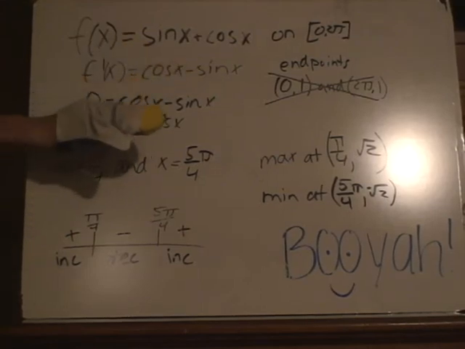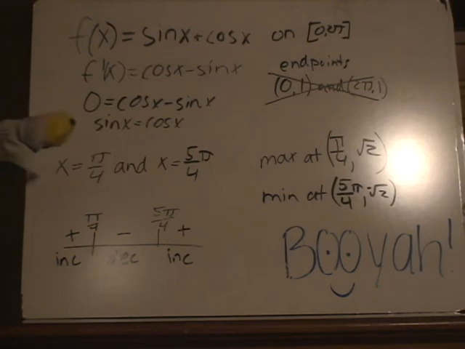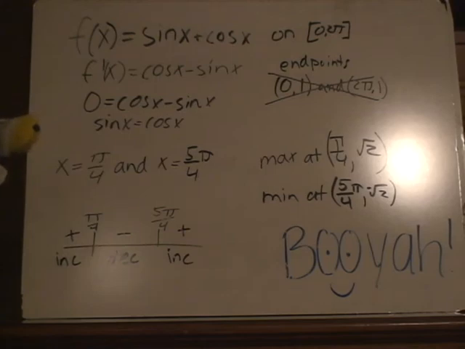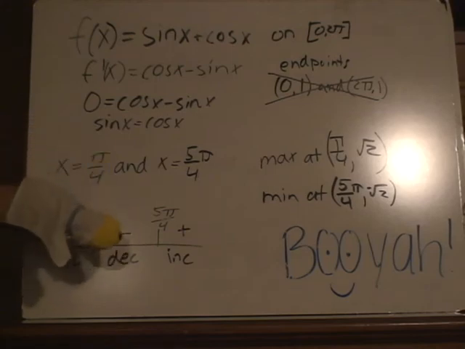So, sine x equals cosine x, obviously. Then when you solve for x, you get x equals pi over 4 and x equals 5 pi over 4. Okay, so now we're going to put those two values on the number line. When we plug in a number less than pi over 4, we get a positive, so it's increasing.